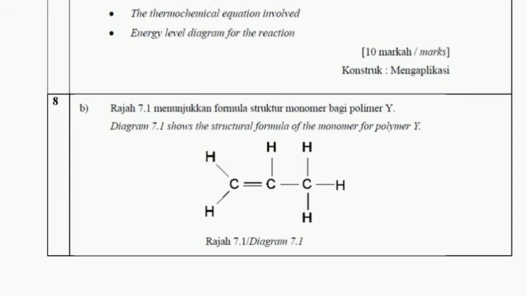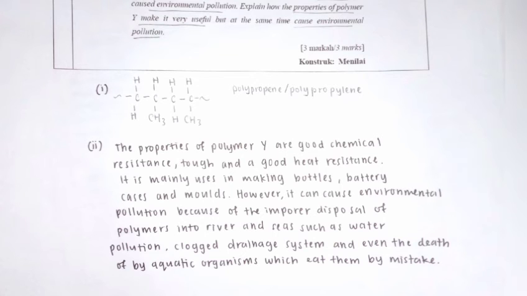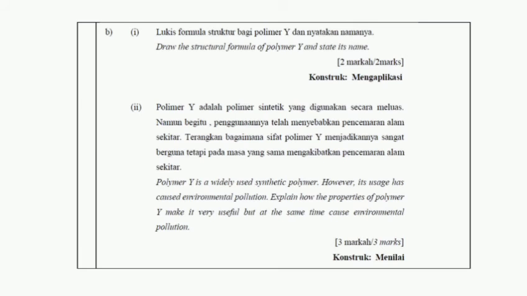Question 8. Diagram 7.1 shows the structural formula of the monomer for polymer Y. The diagram shows the monomer of ethene from the homologous series of alkene. B1. Draw the structural formula of polymer Y and state its name. The sketch of the structural formula of polymer Y is shown, and the name of the polymer is polypropene, or it is called polypropylene.